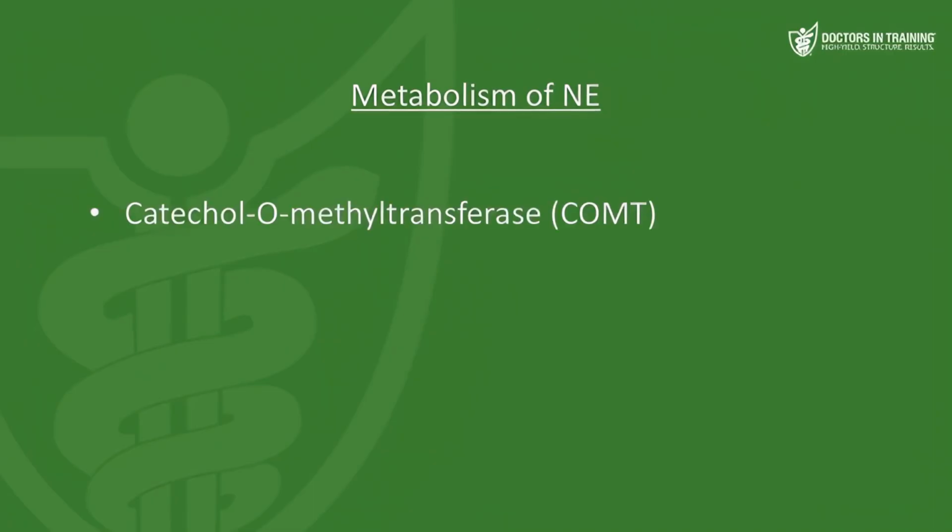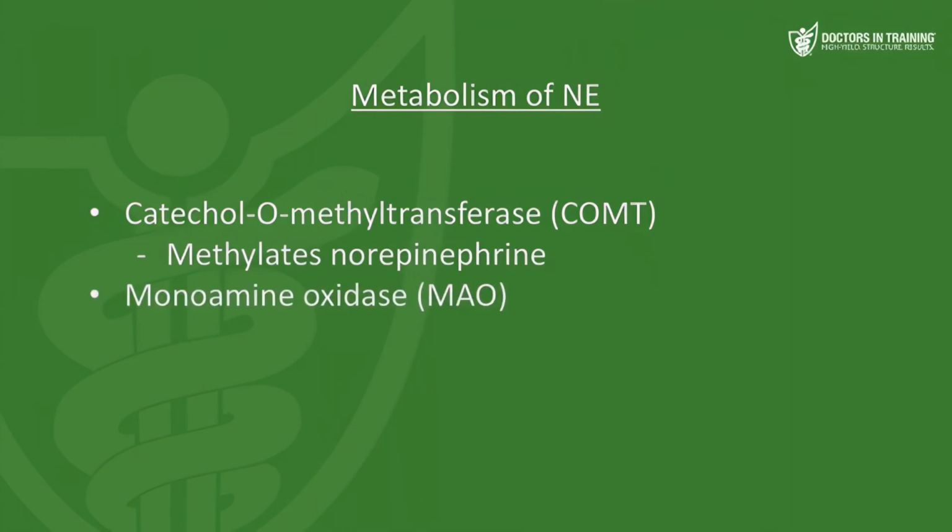One of those enzymes is catechol O-methyltransferase, or COMT. Now the thing I want you to know about this is that it methylates norepinephrine. It's a methyltransferase. It transfers a methyl group onto norepinephrine. Another enzyme that can metabolize norepinephrine is monoamine oxidase, or MAO. And this oxidizes norepinephrine. So the methyltransferase is going to methylate norepinephrine, and monoamine oxidase is going to oxidize norepinephrine. Now, both of these reactions are going to make norepinephrine unusable as a neurotransmitter.